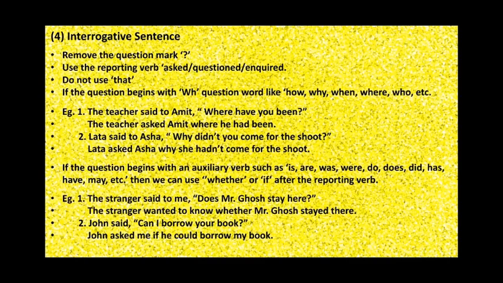Second sentence, Lata said to Asha, "Why didn't you come for the shoot?" So the indirect speech is, Lata asked Asha why she hadn't come for the shoot. Again, said is changed into asked. And then we have why she hadn't come for the shoot. We have removed the question mark.